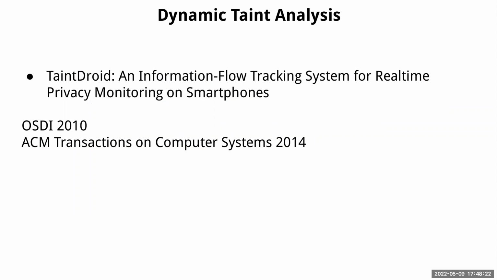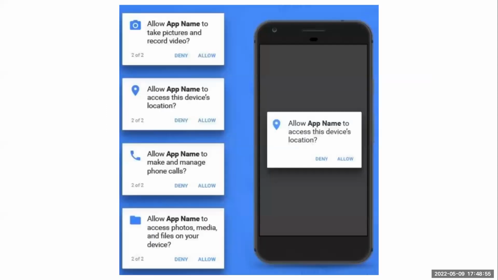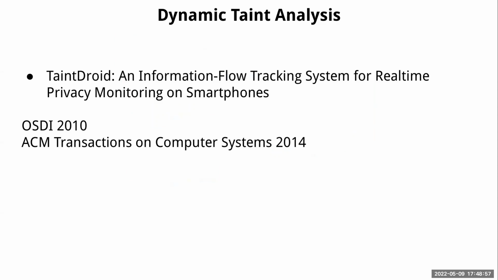This is a paper published in 2010. It's an OSDI paper called TaintDroid: An Information-Flow Tracking System for Privacy Monitoring on Android Phones. So this is basically the tool I explained to you just now to find if your applications are stealing your private data.